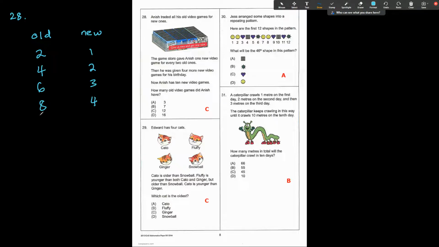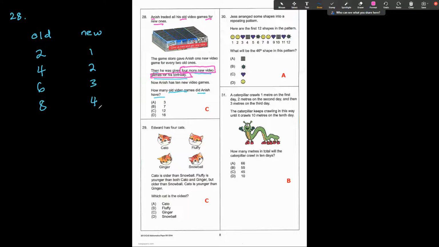And I can go back to this one here, right? It says here, how many old video games did Anish have? It says then he was given 4 more new video games for his birthday. All right, so let's have a look at this question again. Anish traded all his old video games for new ones, all of them. The game store gave him one new video game for every two old, so we don't know how many he had. Then he was given 4 more new video games for his birthday.